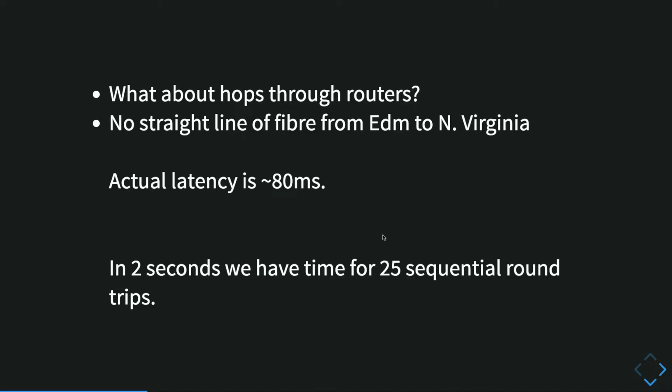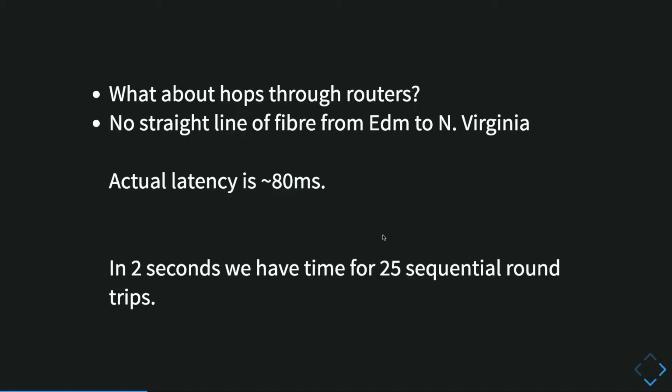There's no straight cable from here to North Virginia. It's probably going over to Toronto or something and down, skipping through a bunch of routers in there. So if we want our site to load in 2 seconds, that gives us about 25 sequential round trips. And we're out of time.